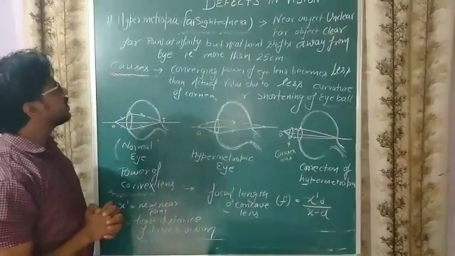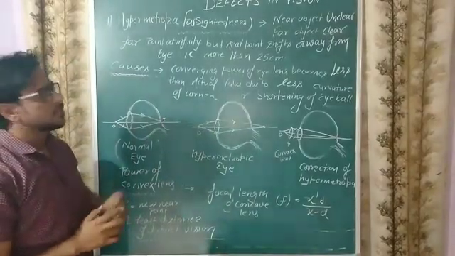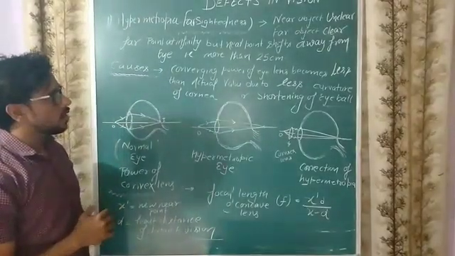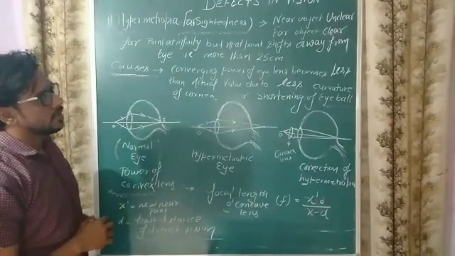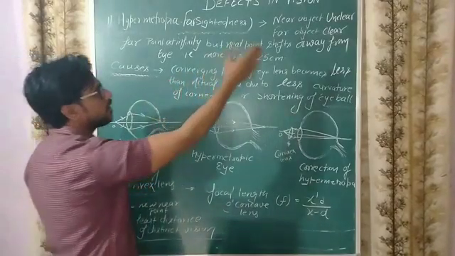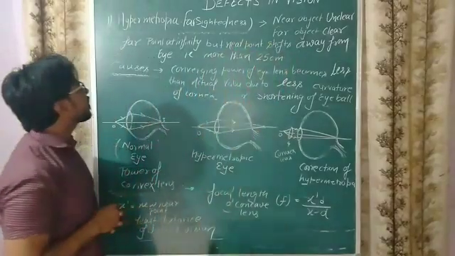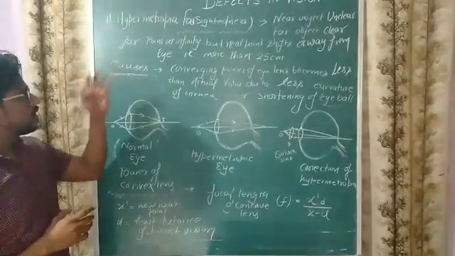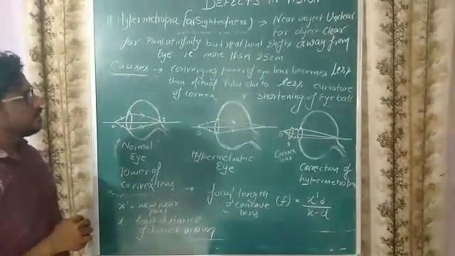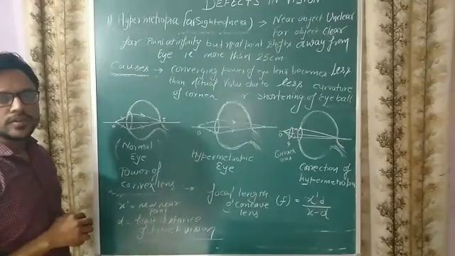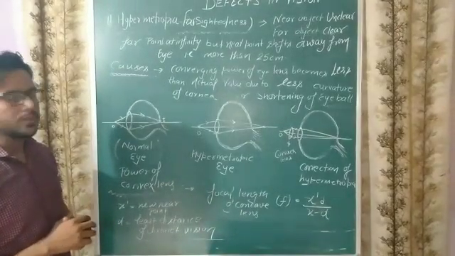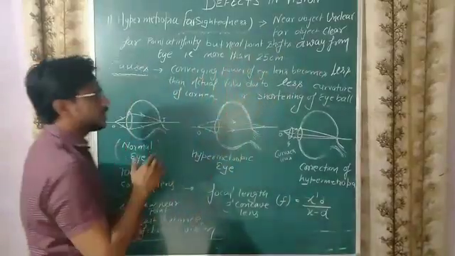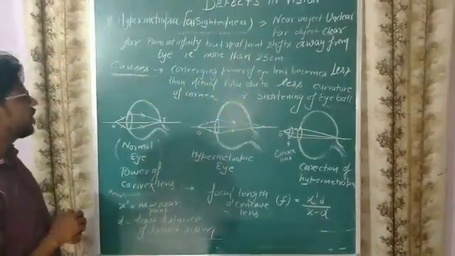Students, our next defect is hypermetropia. It is also known as far-sightedness. Persons suffering from this defect are not able to see near objects clearly. So near objects are unclear and far objects are clear. As the far point is infinity for a normal human eye, in this defect the far point remains at infinity, but as the near point is 25 centimeter for a normal healthy human eye, in this case the near point shifts to more than 25 centimeter away from the eye.